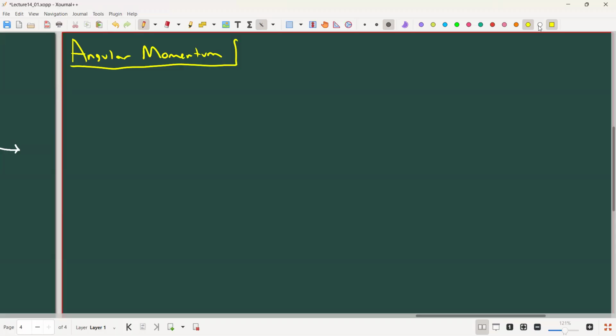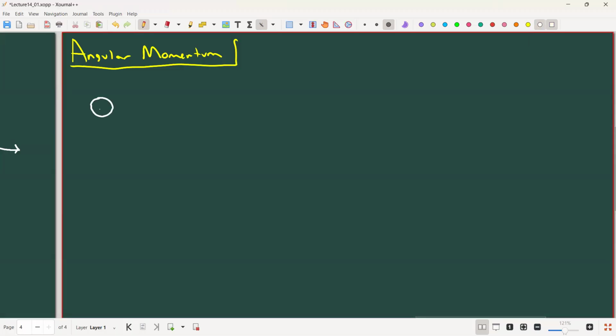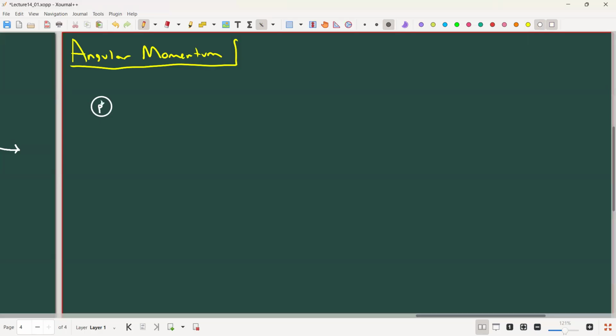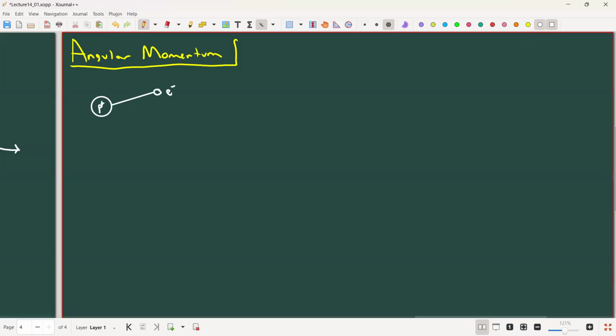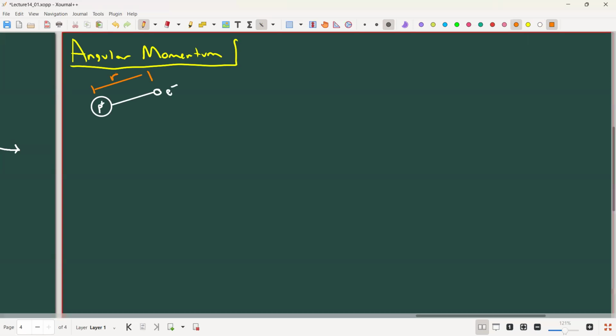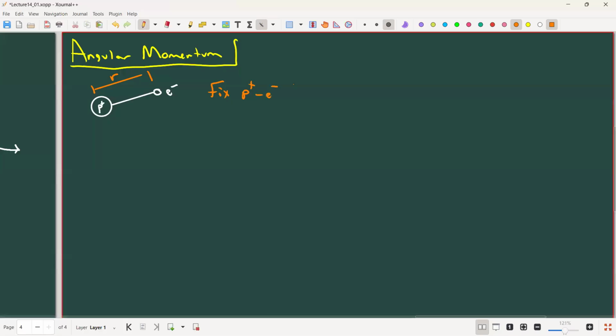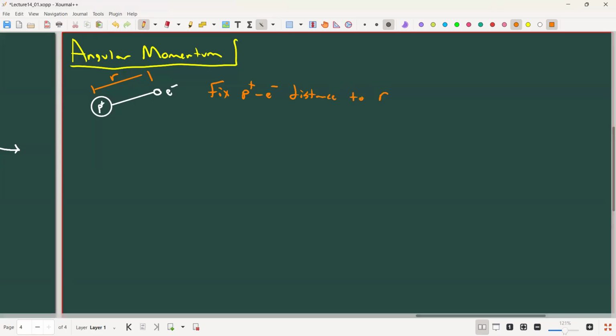So let's set our problem up. The idea is what we're going to do is we're going to have a proton here, and we're going to basically put a bar between it and the electron. And I'll put the electron right here, and we'll fix it at some distance r. Okay, we're going to fix it at r.